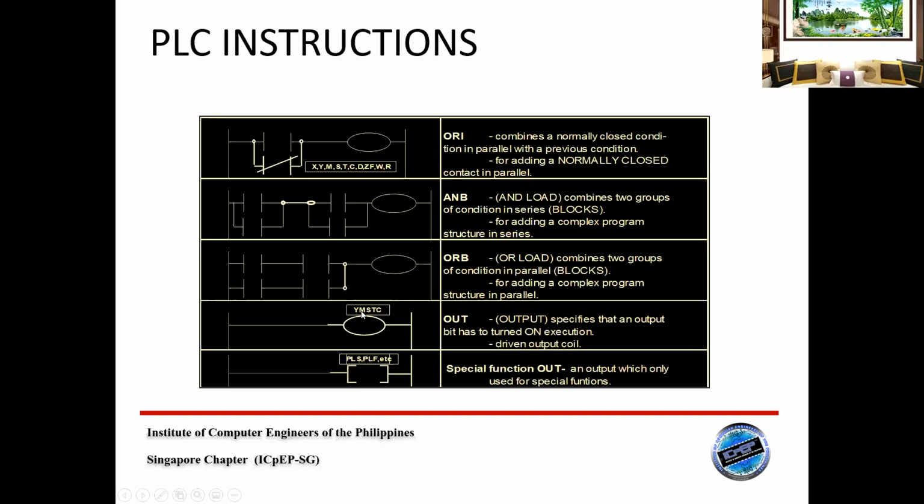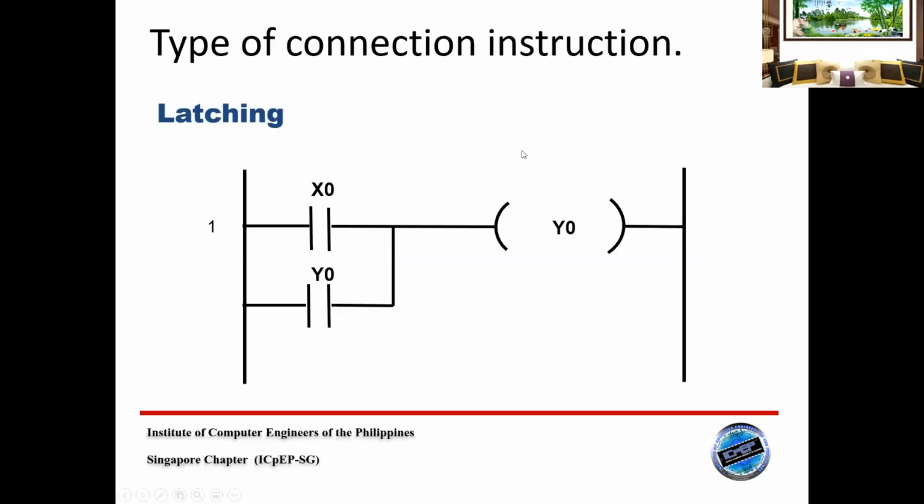If you can see this one, Y, M, S, T, C, you can use these. So the special function out is an output which is only used for a specific function. We have the PLS and then PLF. This one is the pulse on the rising and falling signal. Next, we have the connection instructions.